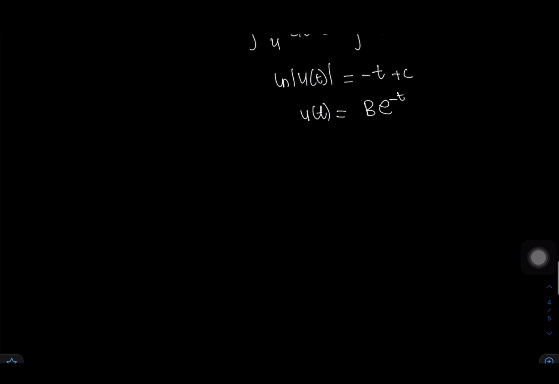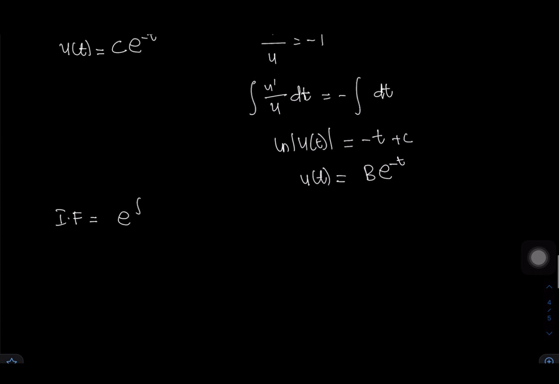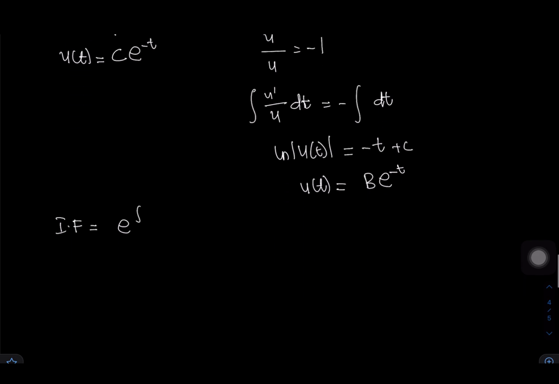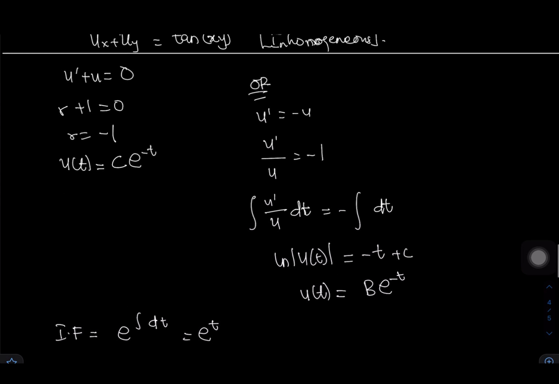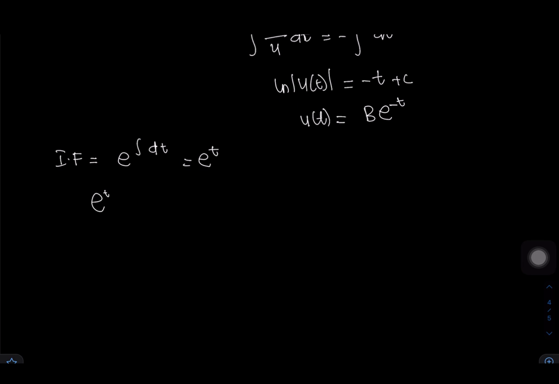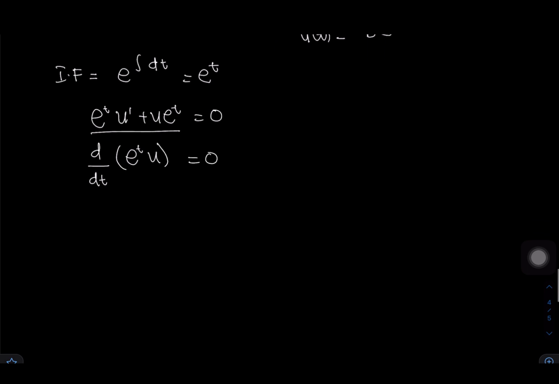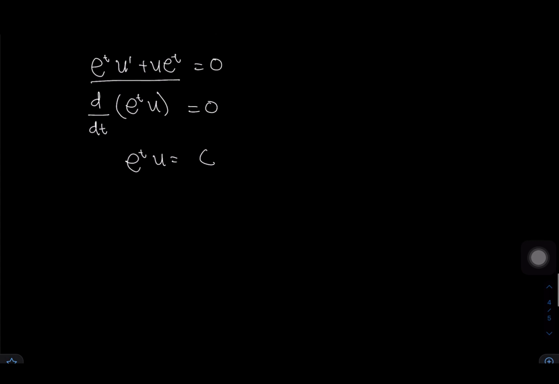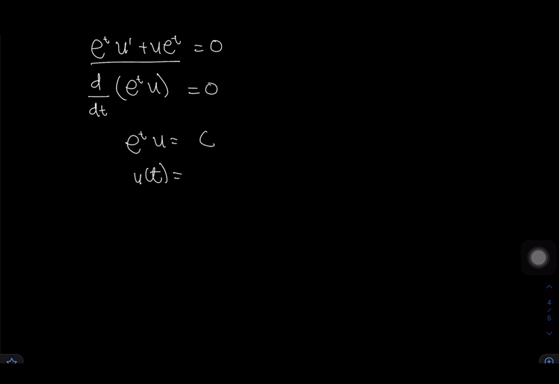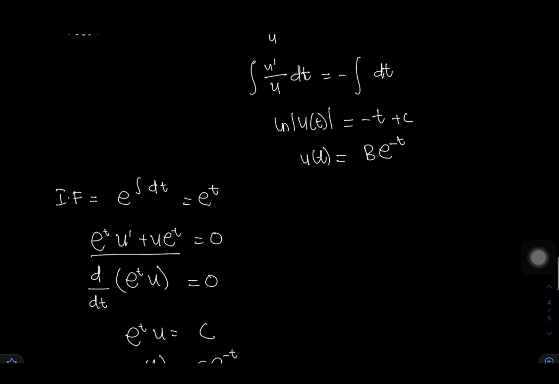That's also another method. And there is also another method: you can use the integrating factor. You know that the integrating factor is just going to be e to the integral of the coefficient of u here, that is just 1, so the integral of dt, and that's just going to be e to the power t. You're just going to multiply the whole equation by the integrating factor, so you have e to the t u prime plus u e to the t equal to 0. Then you can write the left hand side as a total derivative. That's just going to be the derivative of e to the t u being equal to 0. And then you can see that e to the t u is just a constant when you integrate both sides. And u of t is just going to be c e to the negative t. Okay, so these are ways of solving ordinary differential equations.